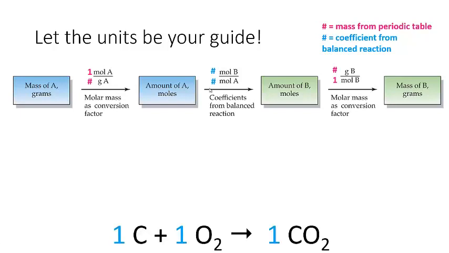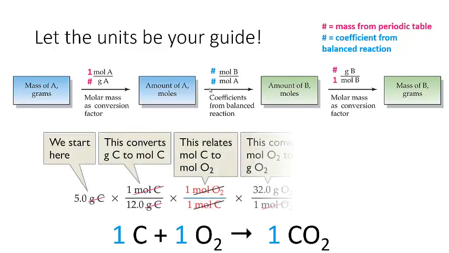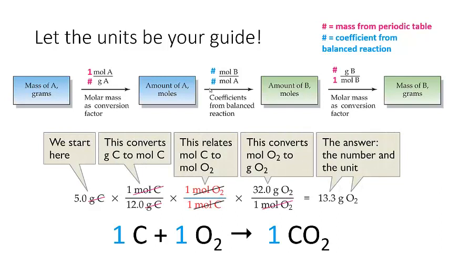Let's say we have this equation here. Carbon plus oxygen yields carbon dioxide. If we start out with 5 grams of carbon, we can first convert from grams of carbon, where in this case, grams of carbon is the same thing as that mass of A. A is just standing for C for carbon in this case. We're converting from grams of carbon to moles of carbon. And to do that, we use the molar mass, so that 12.011 grams. This converts grams into moles because the grams on the bottom will cancel out. Now we've got moles of carbon.